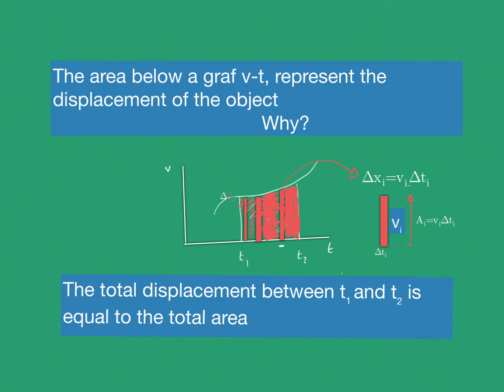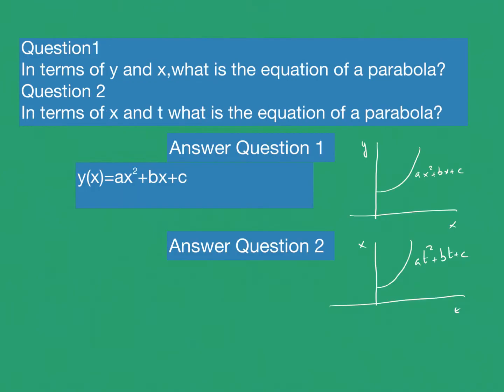So if I sum all the small displacements that happen in these rectangles, below the curve there are many, many rectangles. If I sum the area of all the rectangles, I'm summing the total displacement. So the total displacement delta x will be the sum of all the small displacements that are happening. So the area below the curve will represent the total displacement. If you use this idea to solve problems, you will appreciate it.